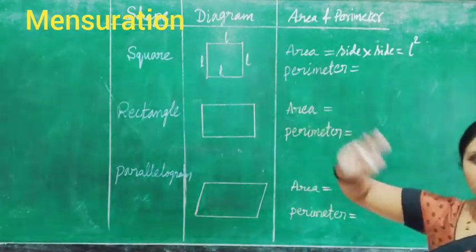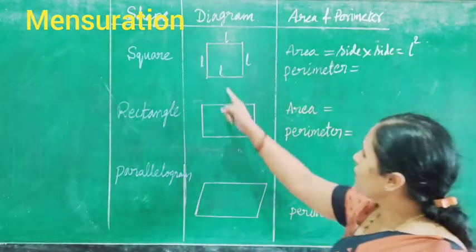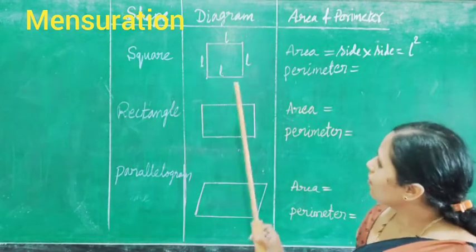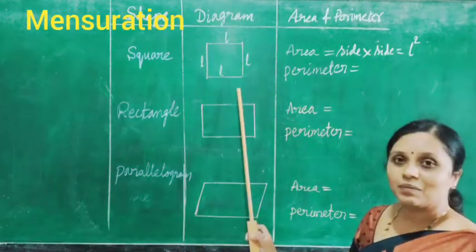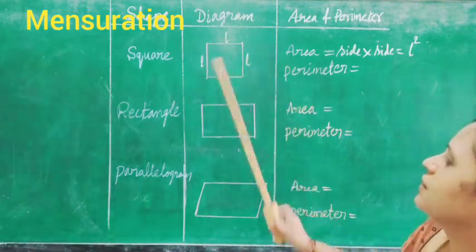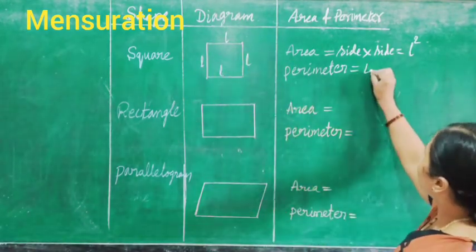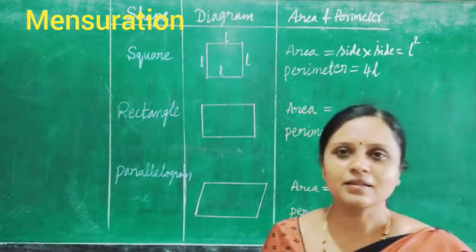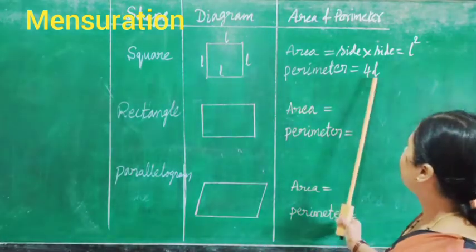So what is its perimeter? Perimeter of this square is what? So now look at this one. Here all the side lengths will be equal. So perimeter of this square is 4 times its length. 4 times its length. Therefore you write 4L.